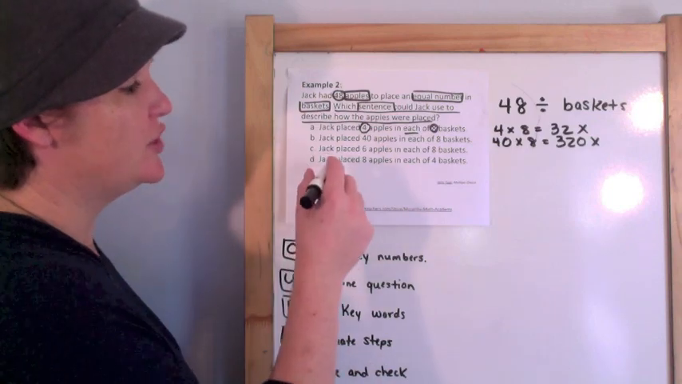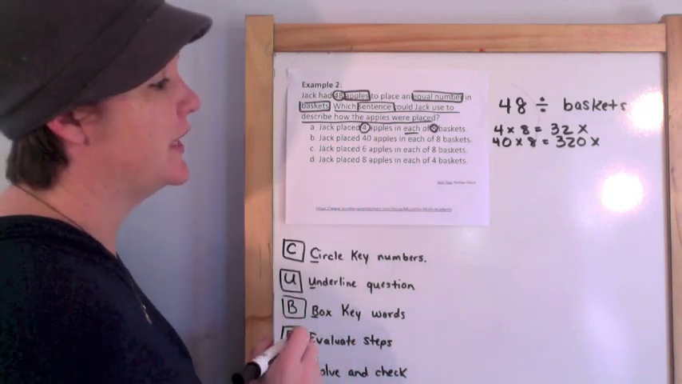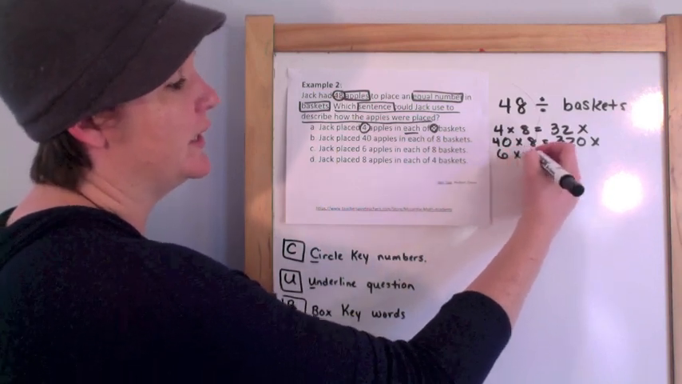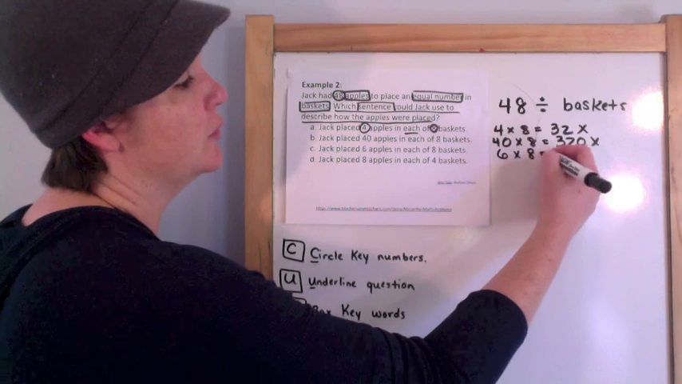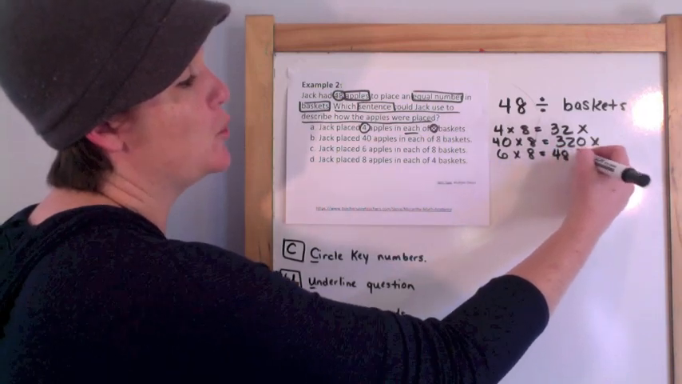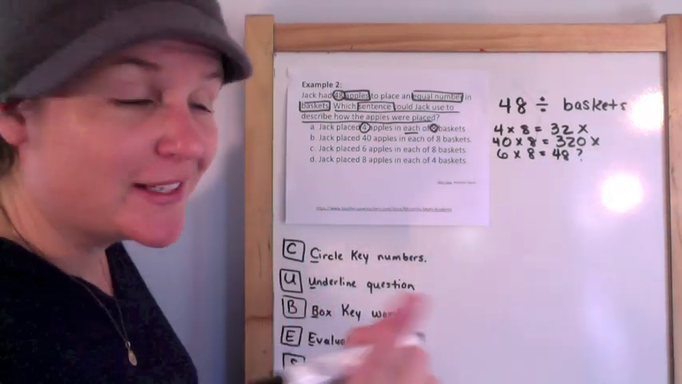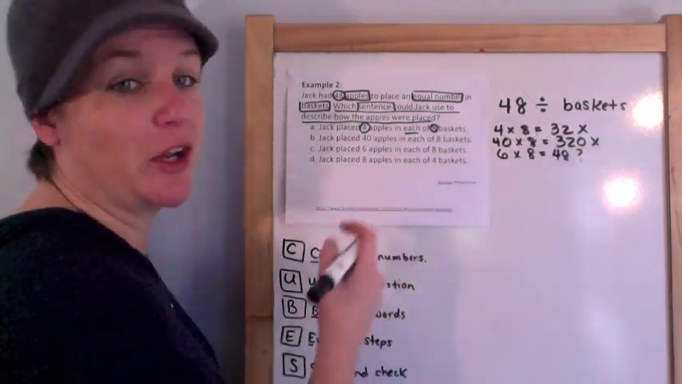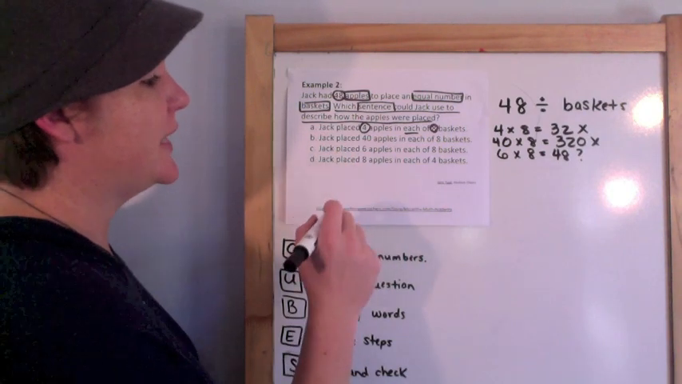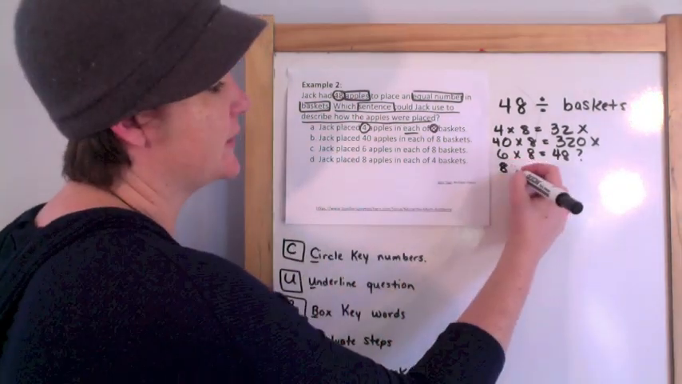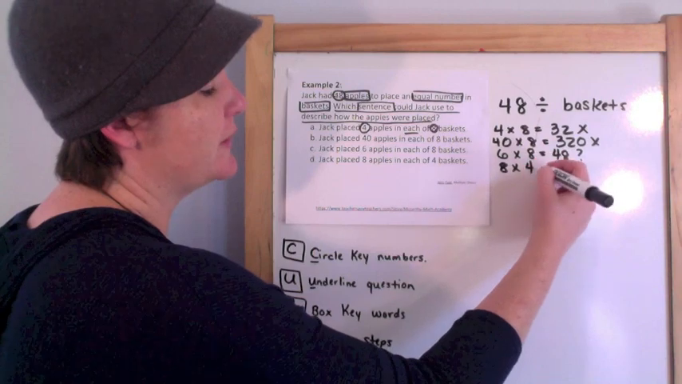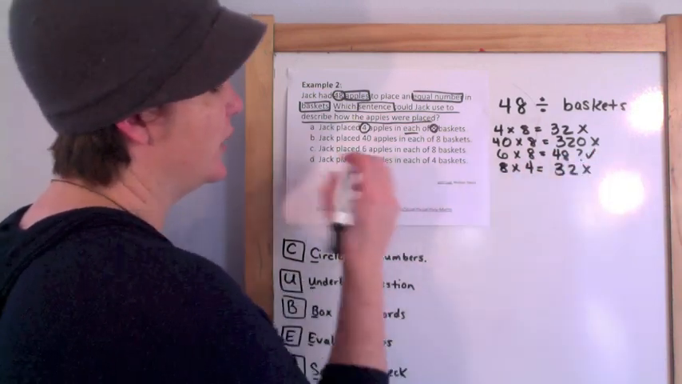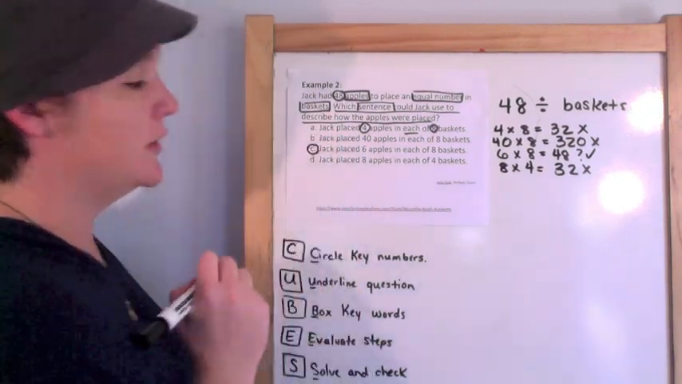All right. Jack placed 6 apples in each of 8 baskets. So that would be 6 apples in each of 8 baskets, which equals 48. And boom, that is my answer. But I'm going to make sure with this last one that I'm on the right track. So that's why I'm putting a question mark there. Jack placed 8 apples in each of 4 baskets. So each 8 apples in each of 4 baskets. 8 times 4 is 32. That is wrong. So this is our correct one, and I'm just going to circle C.